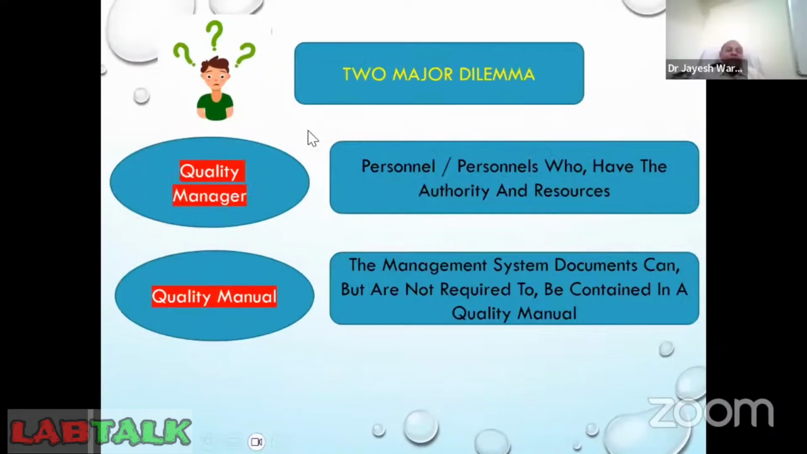While implementing this new standard, as many of you must have undergone the training for it, you might have these two major dilemmas. I am specifically addressing these two dilemmas here for all of you because there are two major issues in this new document: the quality manager and the quality manual.